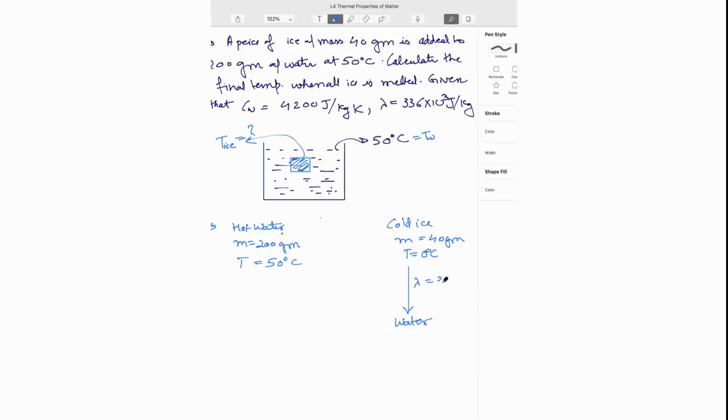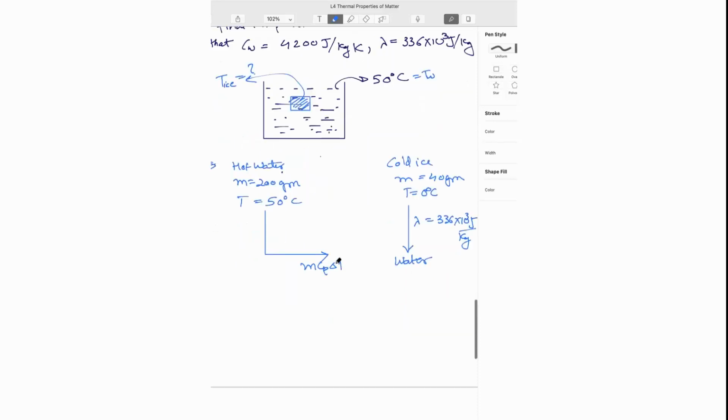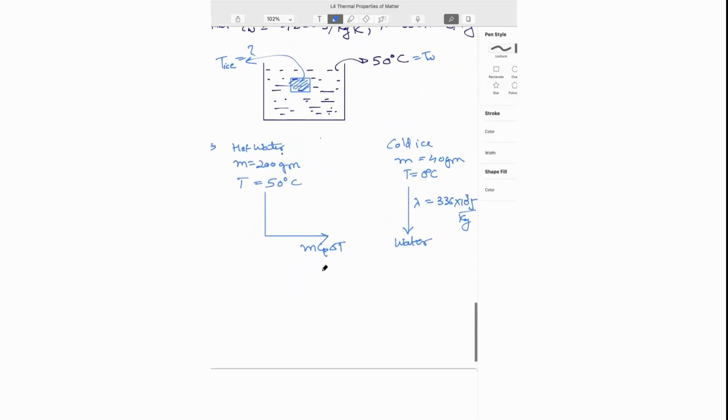The lambda is given as 336 into 10 to the power 3 joule per kg. Now what will happen is the temperature of the water decreases, so that is mCp delta T. By the principle of calorimetry, mCp delta T should be equal to m lambda. This is m of water, so let's call it 1, and let's call this 2. So that is mCp dt.